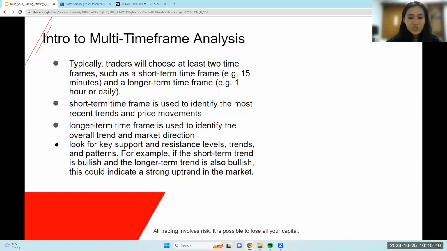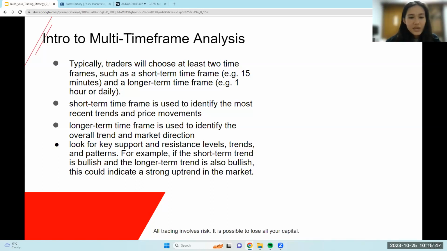So the first step in this strategy is to select the time frames to analyze. Typically traders will choose at least two time frames. There'll be a short-term time frame, so 15 minutes, and a longer time frame, which will be either 1 hour or daily. The short-term time frame is used to identify the most recent trends and price movements, while the longer-term time frame is used to identify the overall trend and market direction. I briefly went through all of these earlier when I showed you the chart.